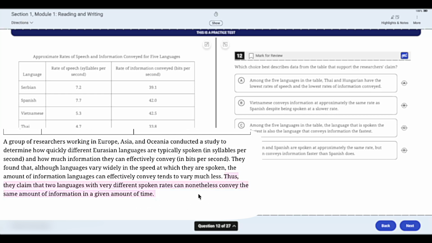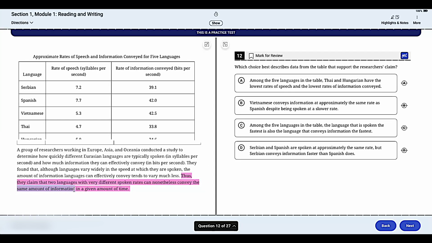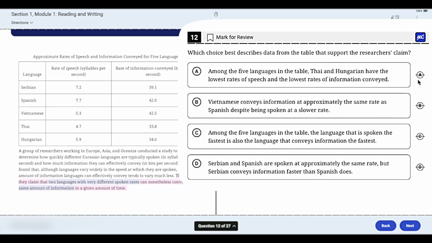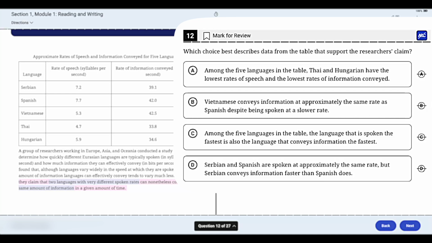And if I were actually highlighting, I might even just focus more on this part. So two languages with very different spoken rates, same amount of information. Those are the important parts to me. And I'm going to go through and I'm just going to cross out the wrong answers. Among the 5 languages, Thai and Hungarian have the lowest rates of speech and the lowest rates of information.